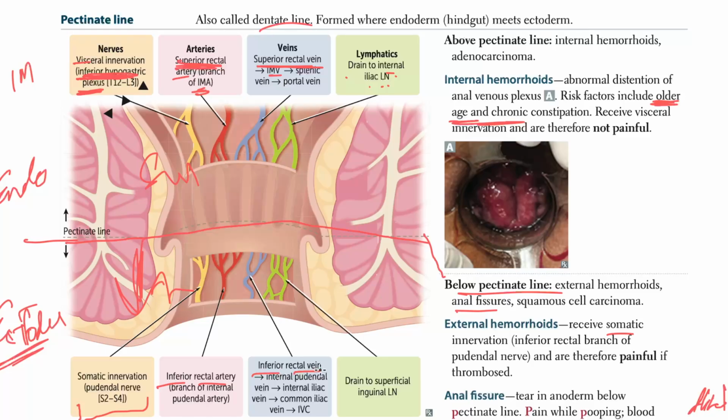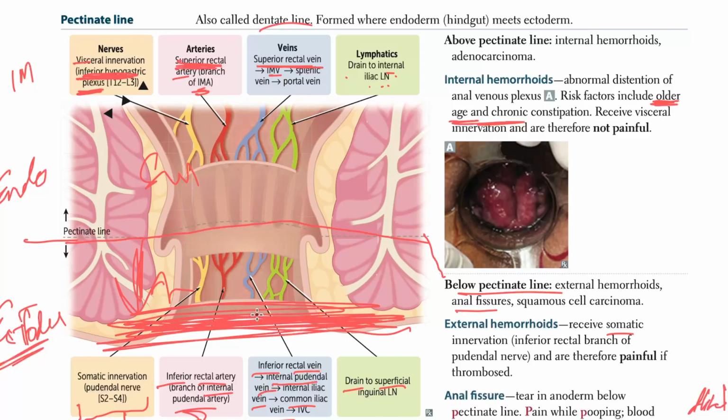So the inferior rectal artery is the branch of the internal pudendal artery. Pudendal nerve, pudendal artery. The inferior rectal vein is also a branch of the internal pudendal vein. That is going to drain into the internal iliac vein, go into the common iliac vein with the IVC. Now, this is important. It goes into the superficial. Why would it go to superficial? Because it is superficial skin, right? Skin is going to go into the superficial inguinal lymph nodes, while this is more like a deep structure. It's going to go to internal iliac lymph nodes.